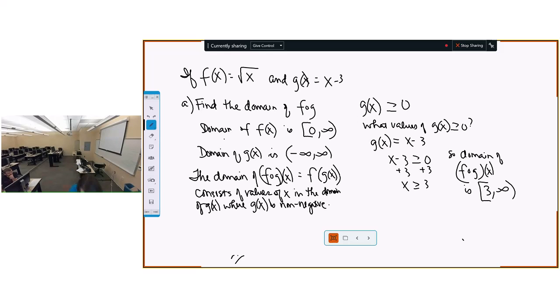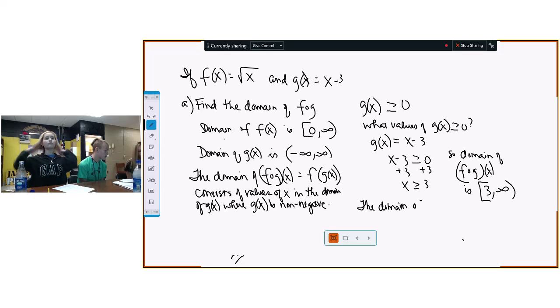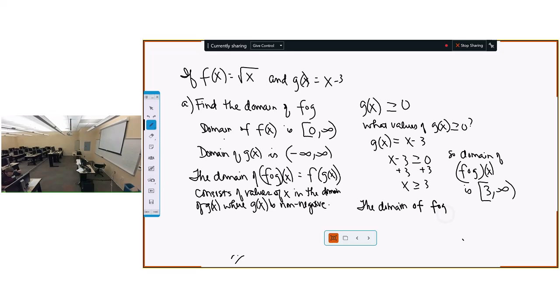So what does this tell us? It says the domain of the composite function f of g is the intersection of the domains of both functions.